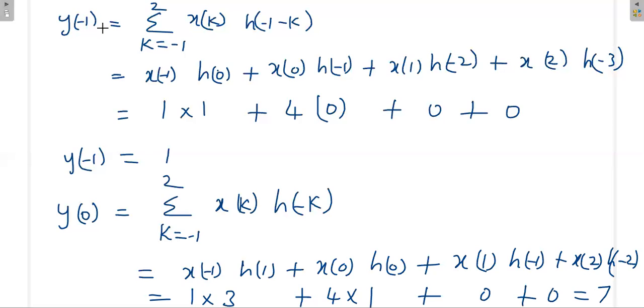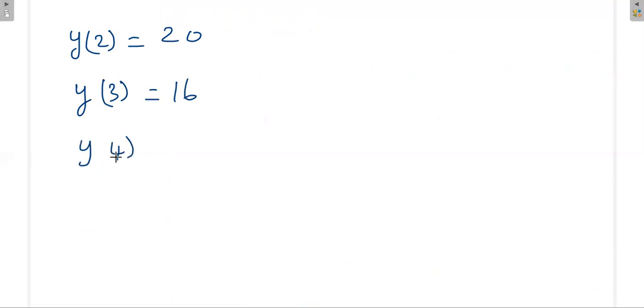So if you proceed in this manner, you will be getting the rest of the values. I'm just going to write the rest of the values directly. So y of 2 you will be getting as 20, y of 3 as 16, y of 4 as 7, y of 5 as 2.